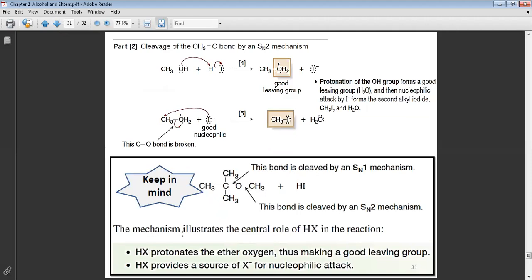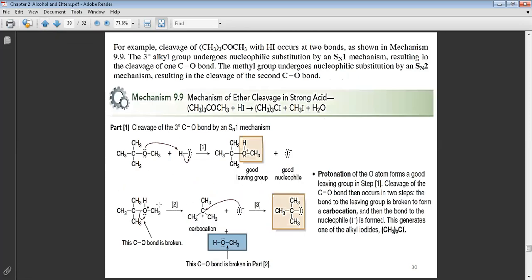The mechanism, I said, is general for HX. HX protonates the ether oxygen, thus making a good leaving group. That means we first have protonation to make a good leaving group. And then the HX is the source of the nucleophile to attack from the other side. This final slide is just homework, but if anyone didn't understand it, tell me.